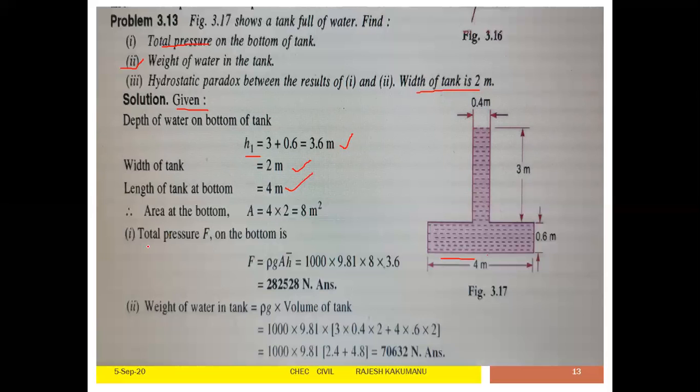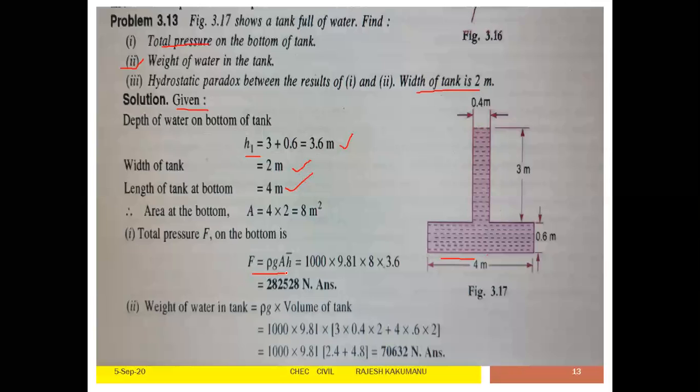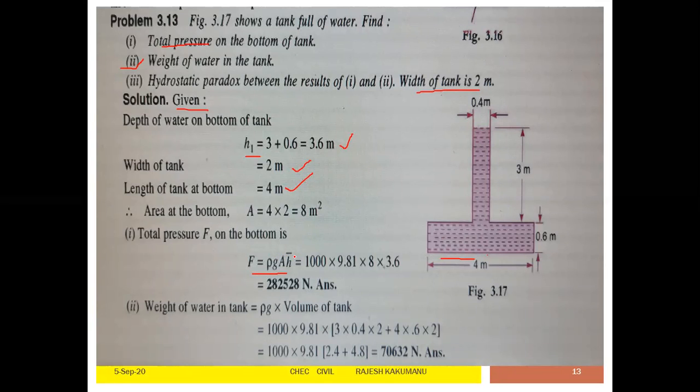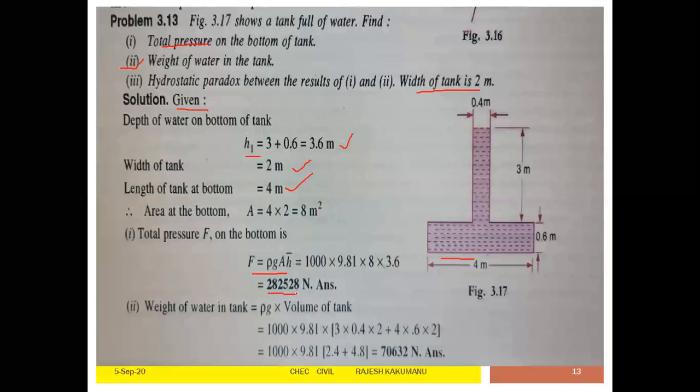Then the first one is the total pressure on the bottom of the tank. F is equal to rho into g into A into H. Now substituting values, 1000 into 9.81 into 8 into 3.6, you get the total pressure.